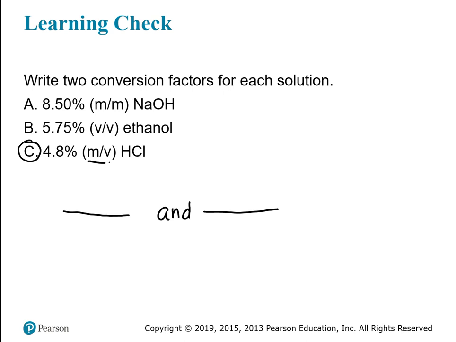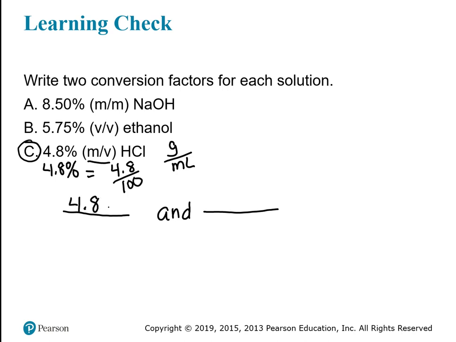So when you see mass by volume, you should automatically know that means grams per milliliter. A percentage is out of 100. So 4.8% is the same thing as saying 4.8 over 100.